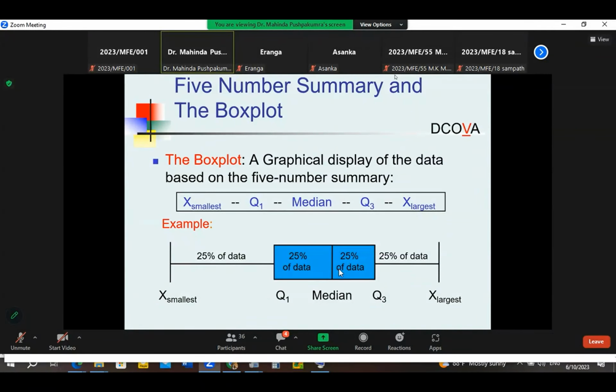Okay. Based on five numbers, we can draw a box plot. This chart we call a box plot. It summarizes five numbers: smallest, Q1, median, Q3 and largest. In the box plot, this line shows the smallest value, this shows the largest value. The box starts at Q1 and ends at Q3. The middle line in the box shows the median value.